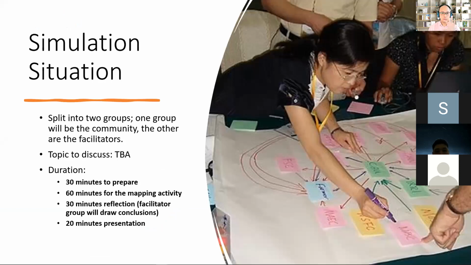Just to give you a preview of what's going to happen in the simulation next week, instead of splitting the class into 3 groups like I did last time, I'll split you into 2 random groups. One group will play the target community, and the other group will play the team of facilitators and analysts. I'm not really sure what sort of issue we'll highlight this time just yet. I'll let you know closer to the day. And then, like last time, I'll distribute a simulation brief or an exercise brief.